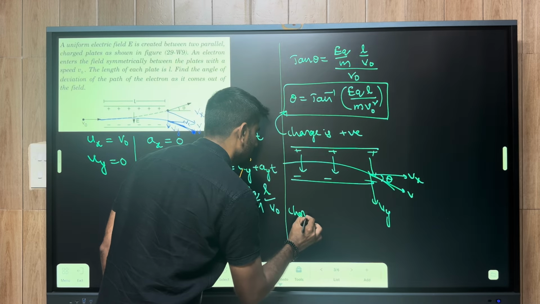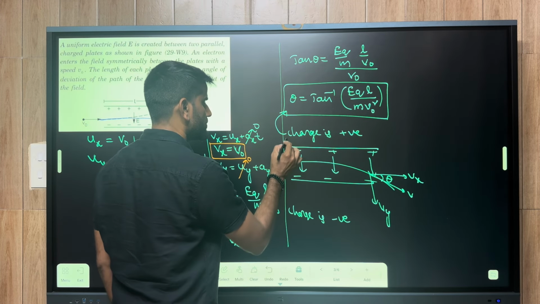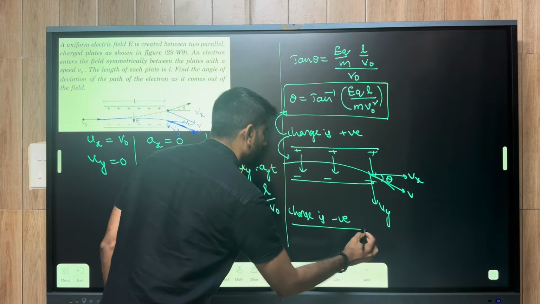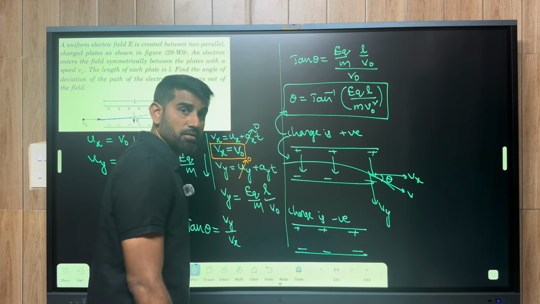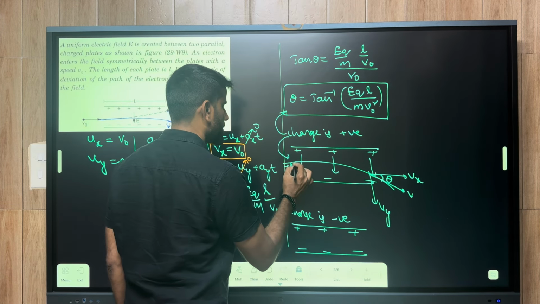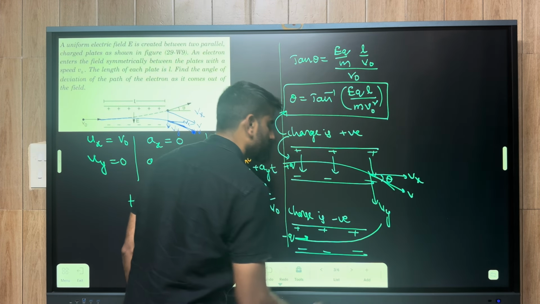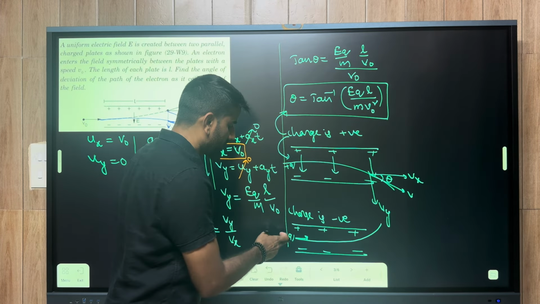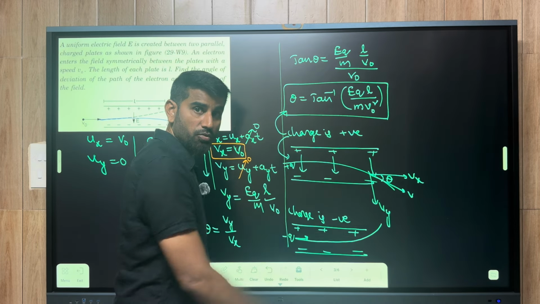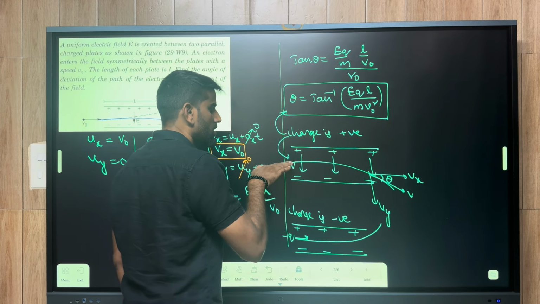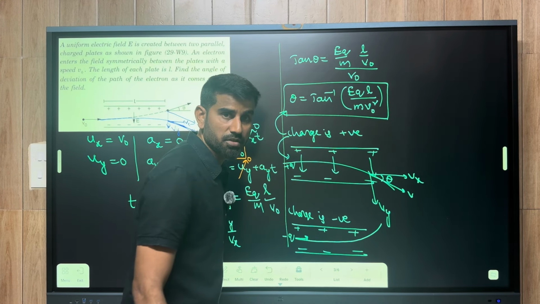Now the charge is negative. I am taking the plates again, positive and negative. Plus q I am writing here, and minus q is projected like this. Minus q will move in this direction, because the negative charge will be attracted more towards the positive plate, so it will bend towards the positive charge. The positive charge will be attracted towards the negative plate, so it will bend towards the negative charge.